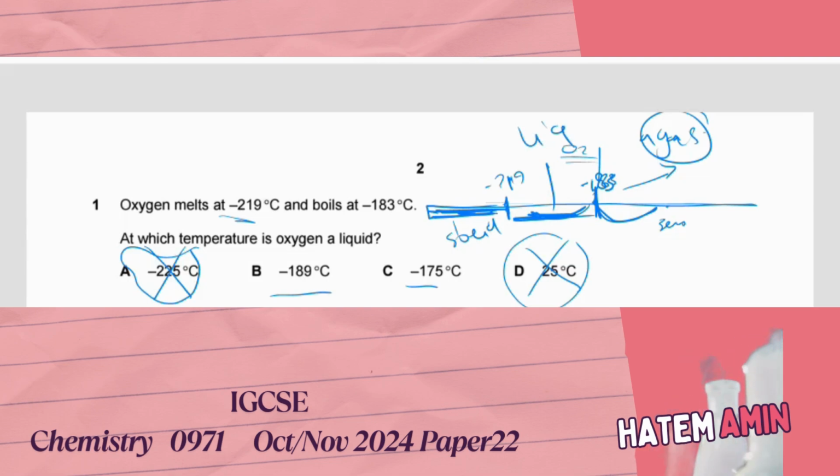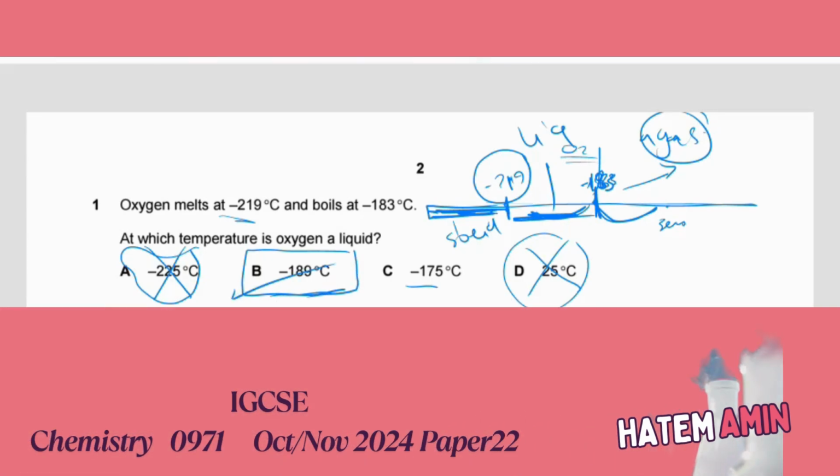So where is the liquid range? Starting from minus 219 up till minus 183. Through this period, oxygen is a liquid. So which one should we choose? Minus 189 degrees. This is the correct answer for this question.